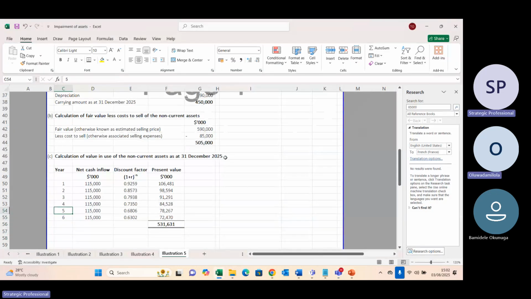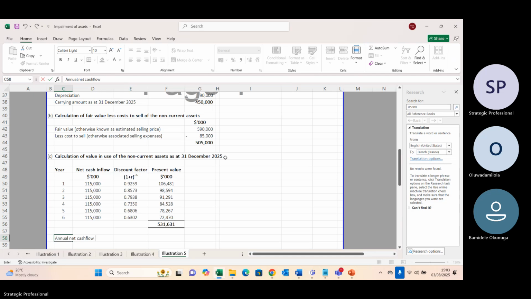Okay, so alternatively, there's a formula you can use. You have a calculator, you can try it. Annual net cash flow times 1 minus (1 plus r) raised to power minus n, divided by r. Yes, this is the formula.